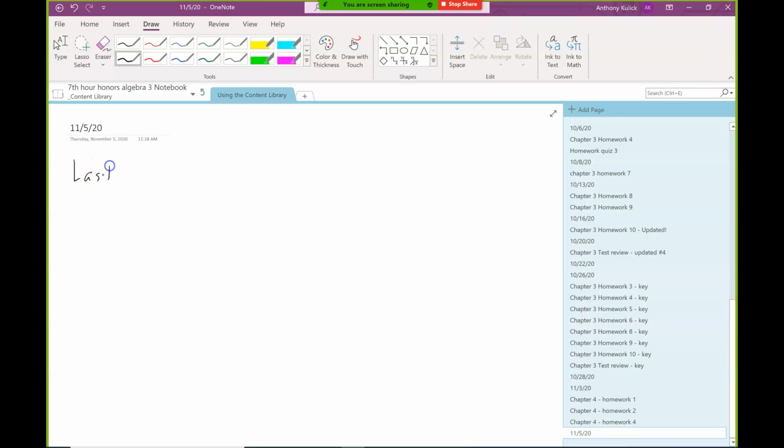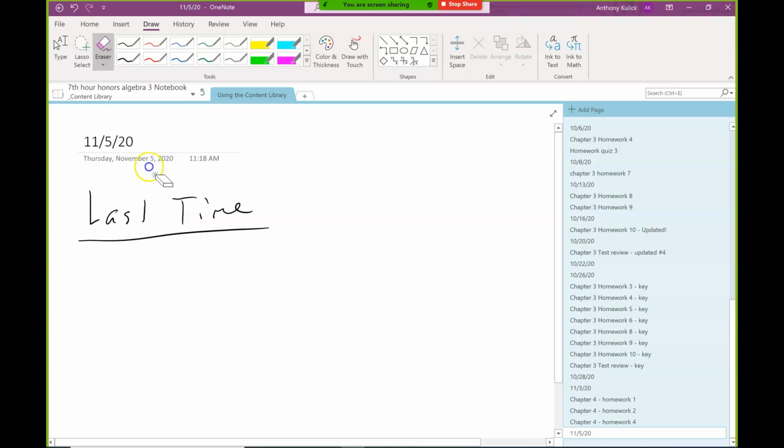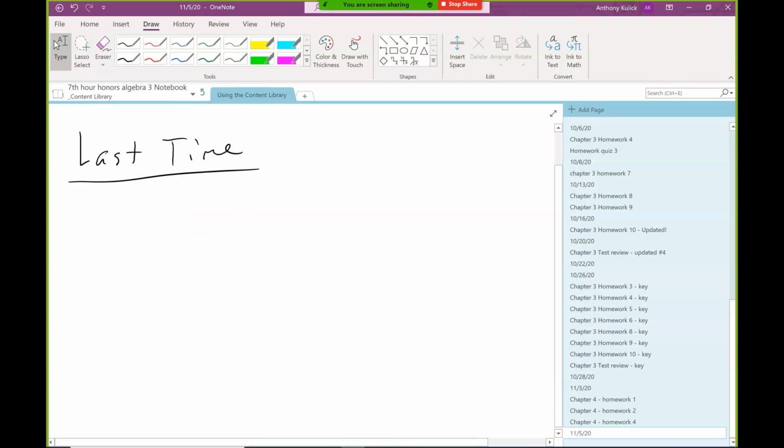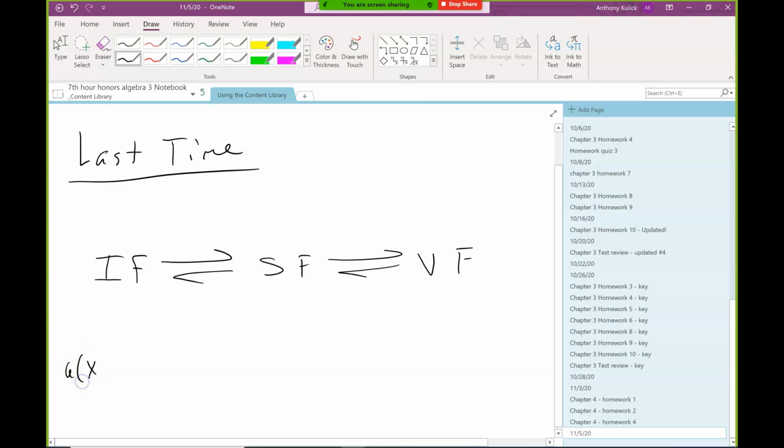So last time, we had been working on simplifying quadratics, and we had kind of talked about these three different forms that we represent quadratics in: intercept form, standard form, and vertex form. So intercept form was this, standard form was this, and vertex form looked like this. Right, just as a refresher.